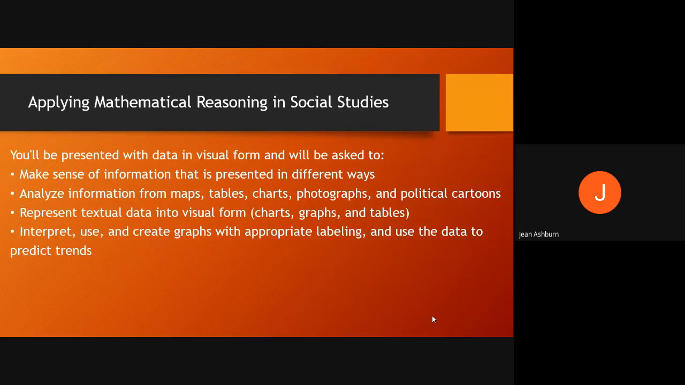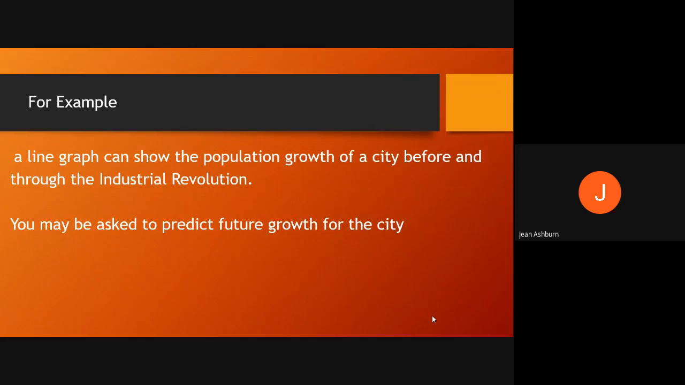You will be asked to make sense of information that is presented in different ways and use that information to analyze information from maps, tables, charts, photographs, and political cartoons. You will be representing that textual data in visual forms and then interpreting, using, and creating graphs with appropriate labeling, and then using data to predict trends. For example, a line graph can show the population growth of a city before and through the Industrial Revolution. You may be asked to predict future growth for the city.